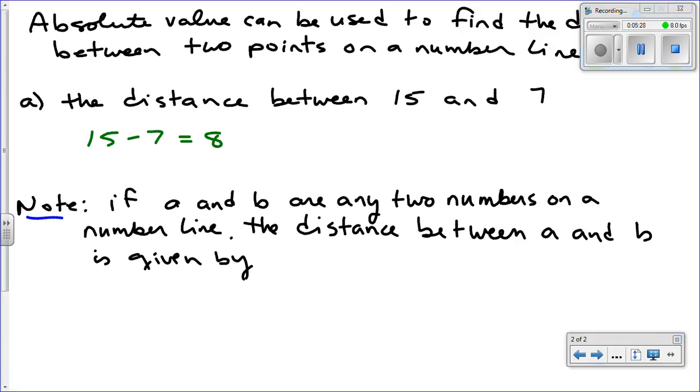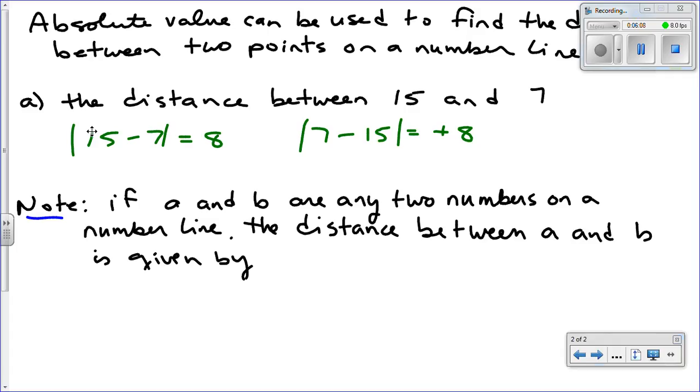But what if I reverse that? It doesn't say you have to do the larger minus the smaller. What if I did 7 minus 15? I would get negative 8. By putting an absolute value around both of these, I'll get a positive distance for both of those expressions, which makes a lot of sense. So the distance between 15 and 7 could be described as the absolute value of 15 minus 7, or the absolute value of 7 minus 15. It doesn't matter which order we do the subtraction in.